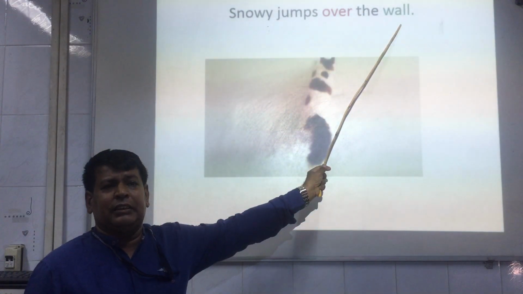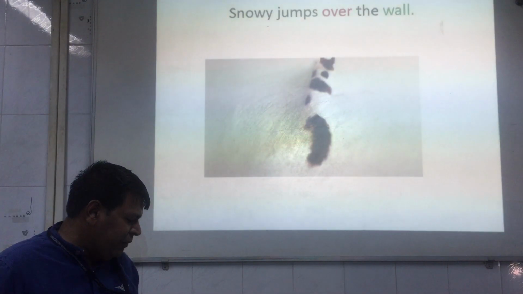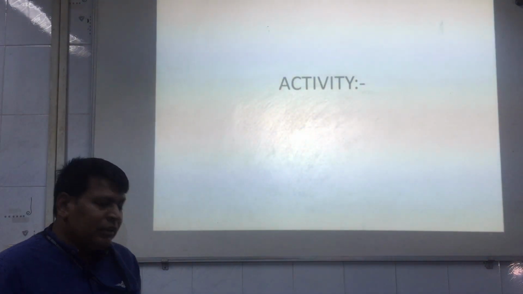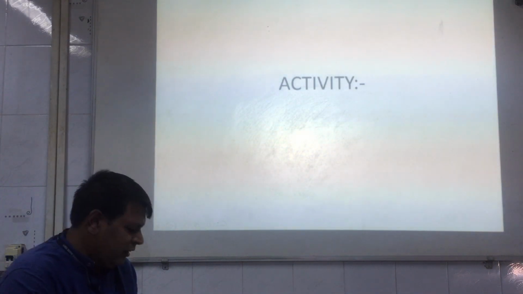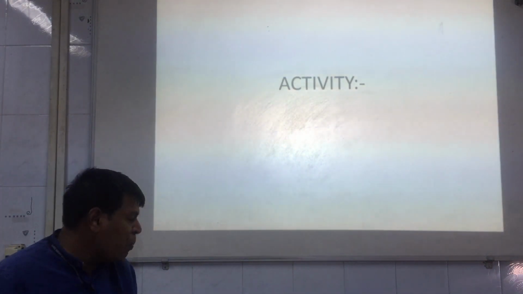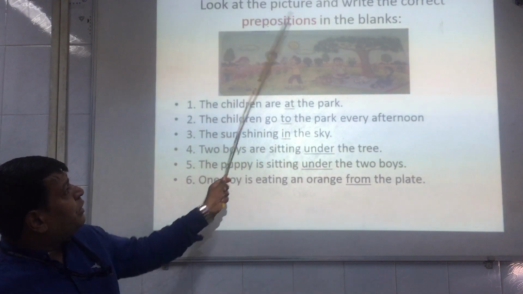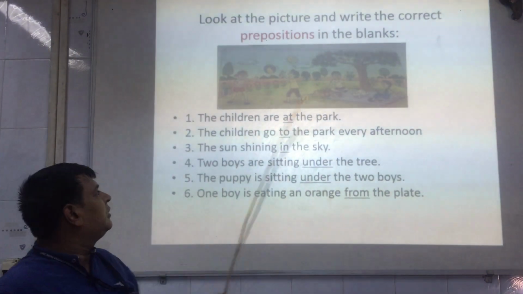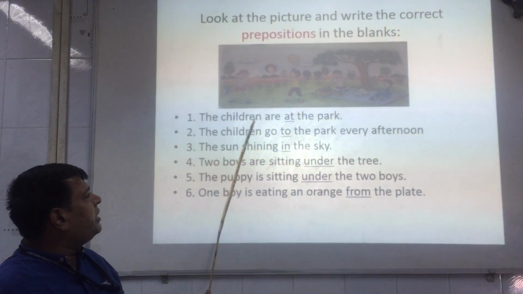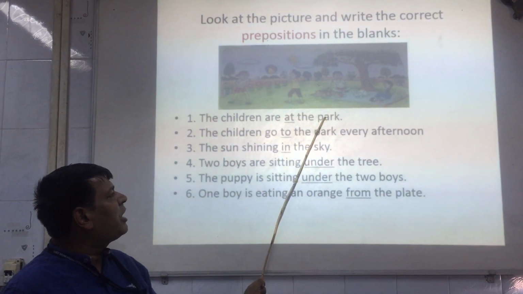Is that clear, students? See now the next example. Now if we all have understood this, let's move on to our activity part. Let's start the activity now. Look at the picture and write the correct prepositions in the blanks. Now, the children are dash the park.